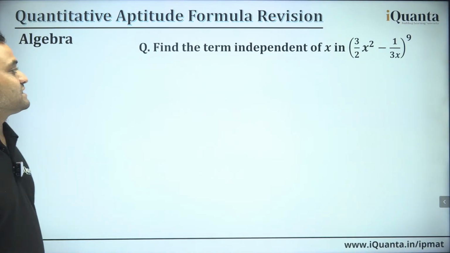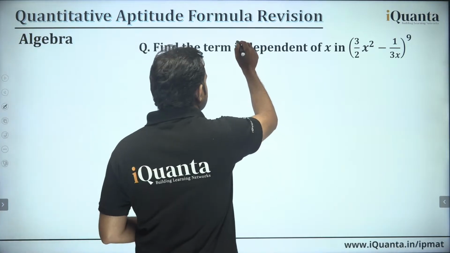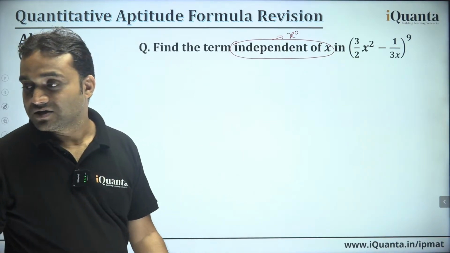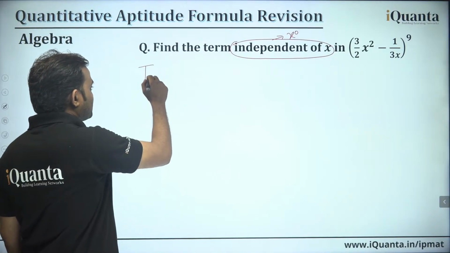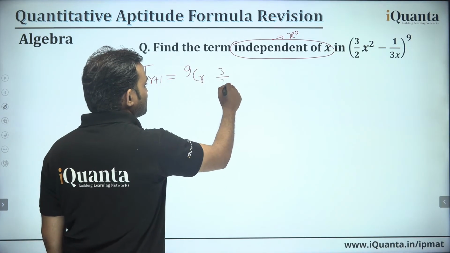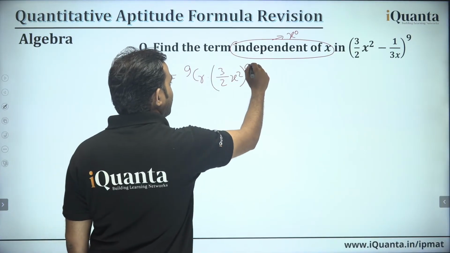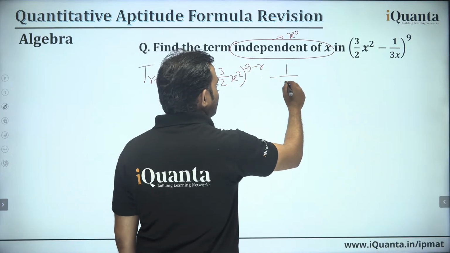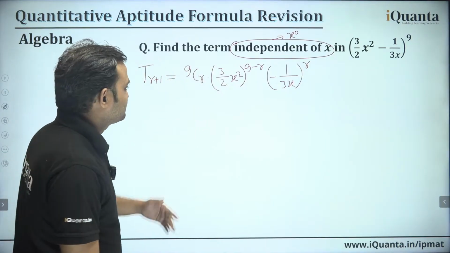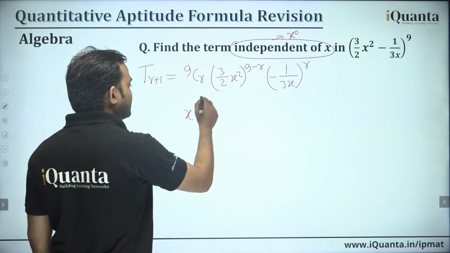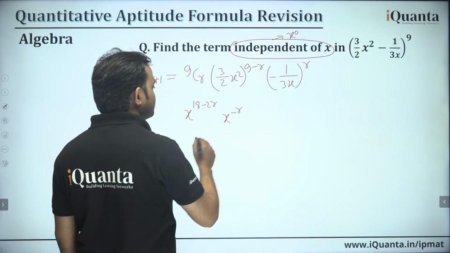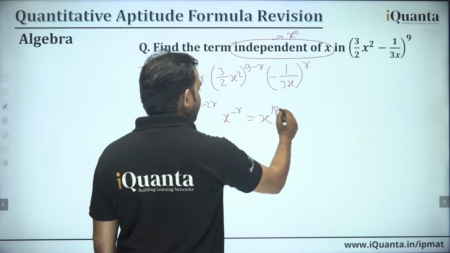Now in this case it says find the term independent of x. Independent of x means we need to find the term where power of x is equal to 0. Again, we are going to find the (r+1)th term, which will be equal to 9Cr into 3 by 2 x square to the power 9 minus r into minus 1 by 3x to the power r. So what will be the power of x? If we are talking about power of x only, from here we get x to the power 18 minus 2r, and here we get x to the power minus r. This will be equal to x to the power 18 minus 3r.